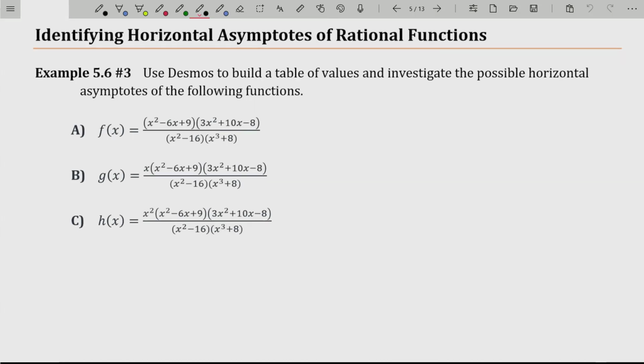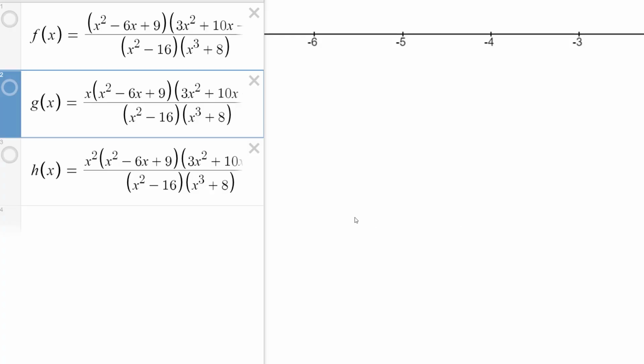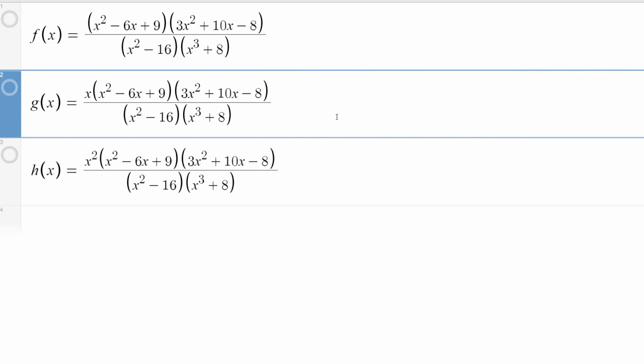We're going to use Desmos to build a table of values and investigate the possible horizontal asymptotes of the following functions. I'm doing this as a Desmos investigation mainly because it's a good way to showcase how to use Desmos, and the results of certain patterns with rational functions. So here are the three functions, and yes, I could easily use Desmos to graph them, but that's a bit of a cheat here. I don't want to cheat, because I would like this to be more of a table investigation.